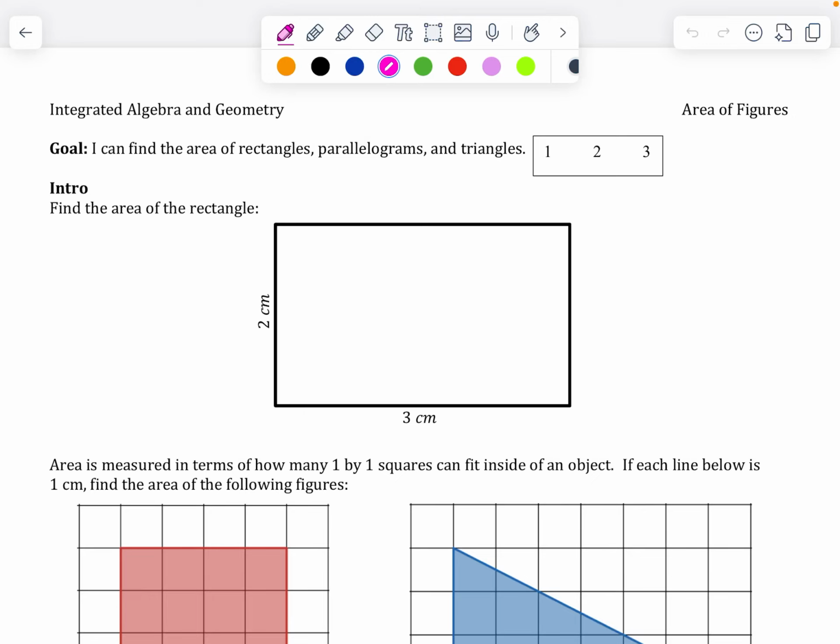All right, this is our lesson on area of figures. Our goal for today is I can find the area of rectangles, parallelograms, and triangles. If you want to go through the notes and see how you feel about this, you can rate yourself with a 1, 2, or 3.